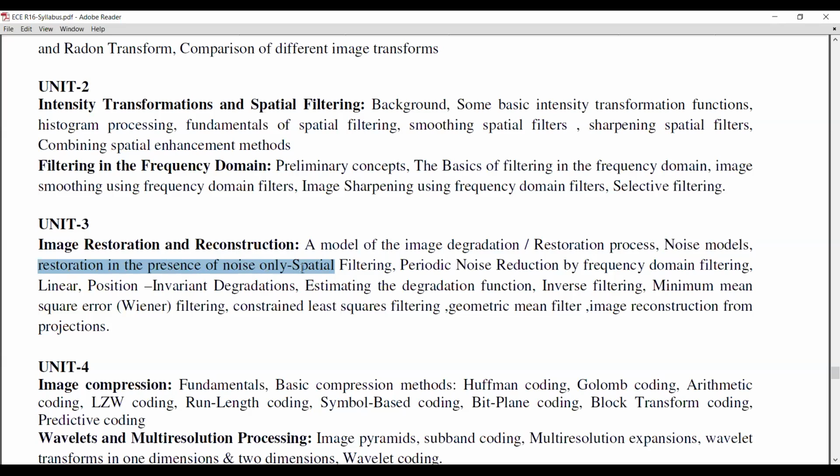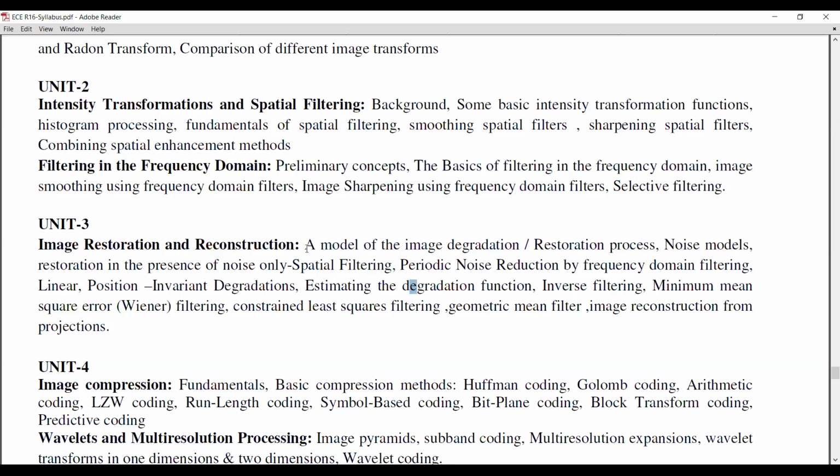and we are going to learn about restoration in the presence of noise only, spatial filtering and periodic noise reduction by frequency domain filtering, linear position invariant degradations, and estimation of degradation function. And we are going to learn about inverse filtering and minimum mean square error, that is called Wiener filtering. And we are going to learn about constrained least squares filtering, geometric mean filtering, and image reconstruction from projections. These are the topics which we are going to learn in the third unit.